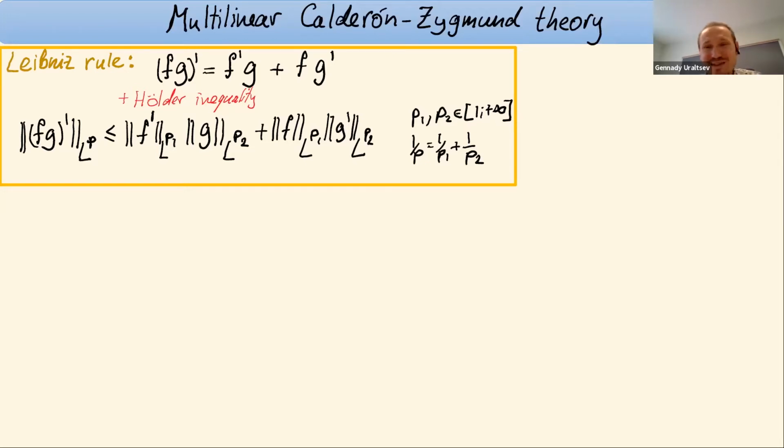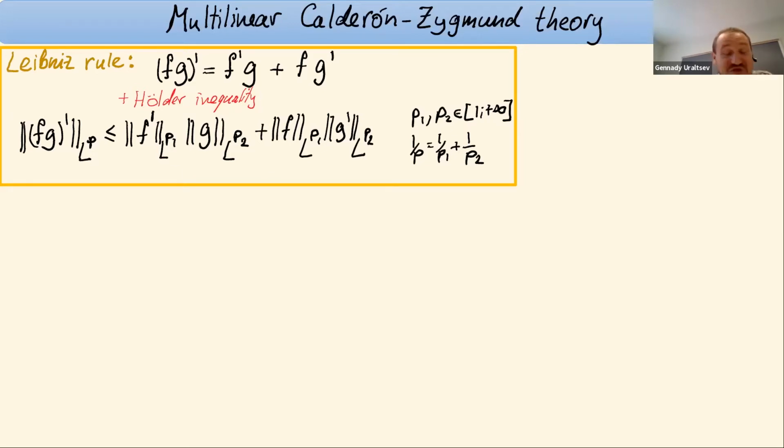So the simplest one that you can come up with is just the Leibniz Rule. You have two functions on R, you take their derivatives, the derivative falls either on the first function or on the second function. So you can ask, when do you have some kind of L^p bounds of the derivative of the product in terms of L^p norms of the derivatives of the functions and the L^p norms of the functions themselves. And as a matter of fact, just applying Hölder's inequality, basic real analysis, gives you this identity.